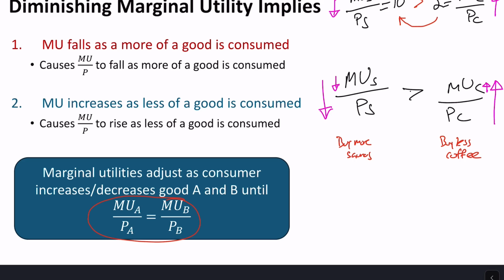And eventually, as you keep on moving expenditures in this direction, buy less coffee, buy more saunas, they're going to equalize eventually. And then you stop, and then you'll be maximizing your utility. So they're going to keep on adjusting until we get to some equation like this. So all of this has to do with our diminishing marginal utility driving that equalization that's going on.